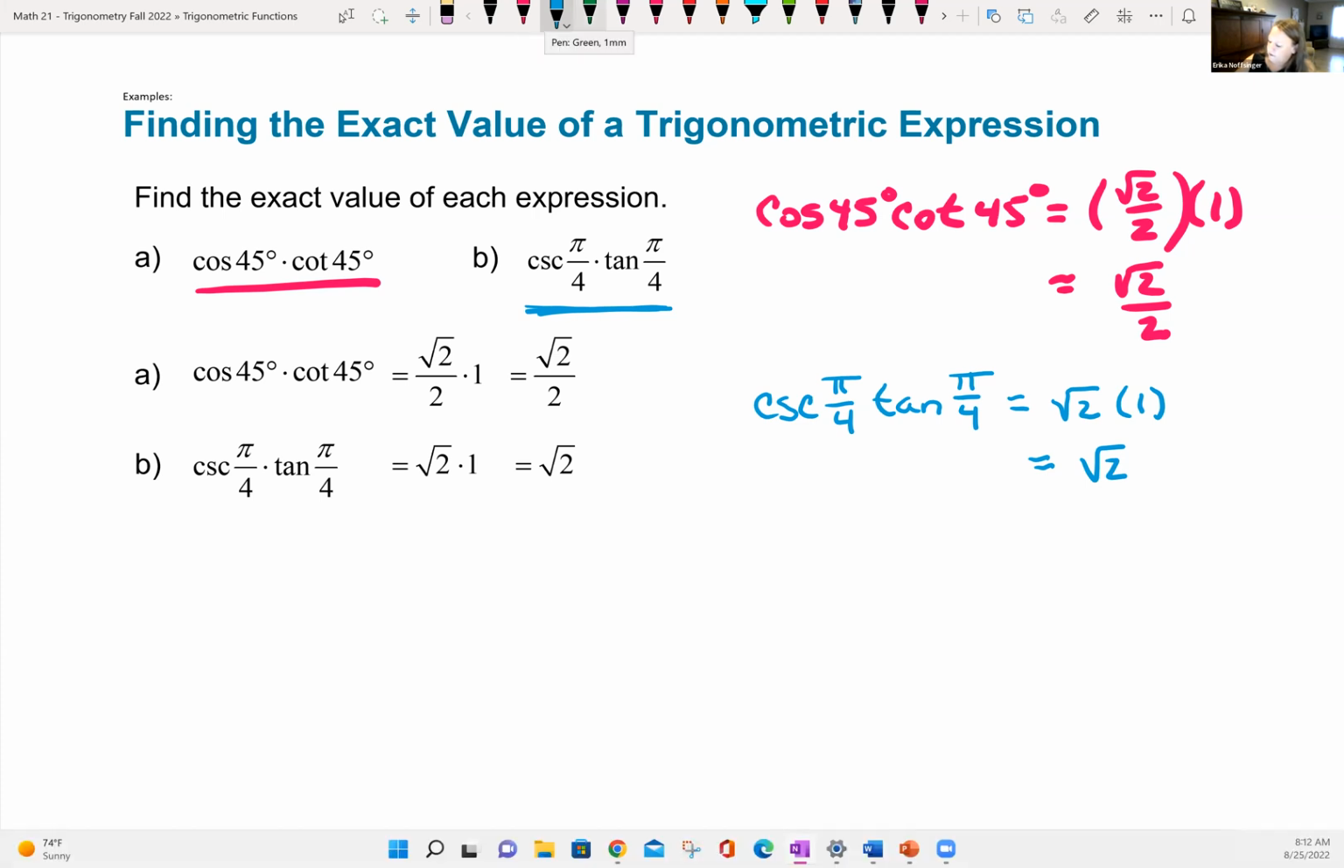Numbering's a little off, or lettering's a little off here, so this should be C. Oops. Actually, no, those are the answers. So those answers, I didn't mean to put them there, but there's the answers. That's what we just did. It's right in front of you. And I just rewrote it out.